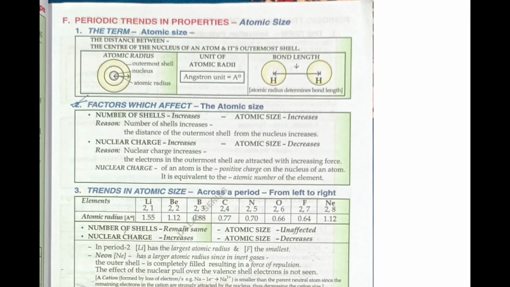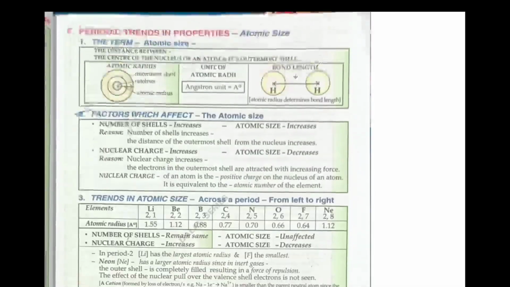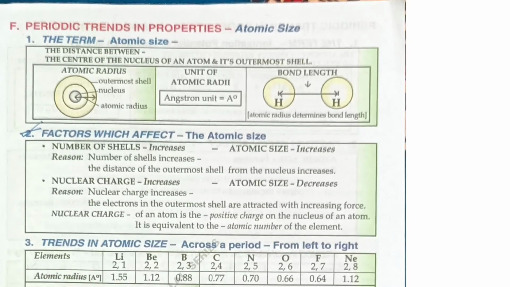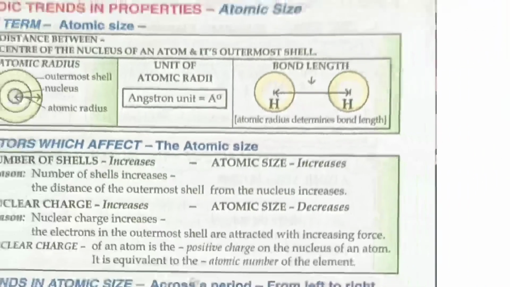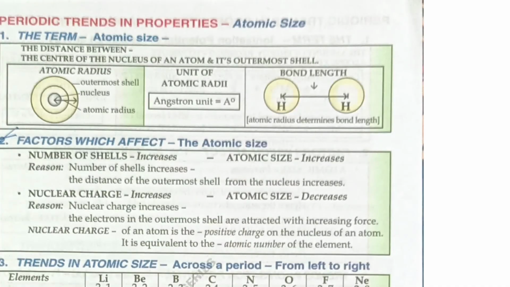Now the first trend is explained here, periodic trends in properties. The first trend is atomic size. We already discussed the definition of atomic radius, and the unit of atomic radii is generally the Angstrom. A naught is known as the Angstrom unit. Atomic radius determines bond length. You can see that in the figure.